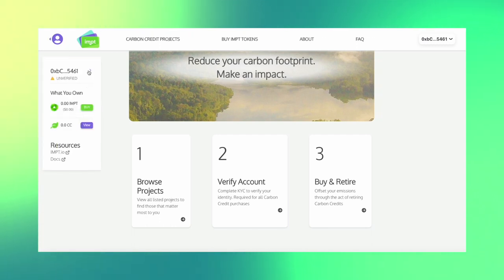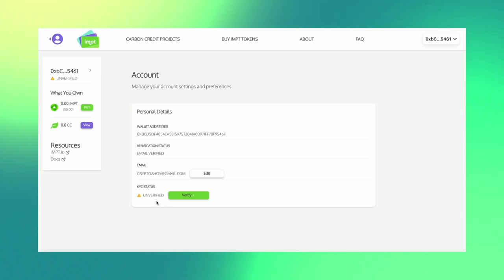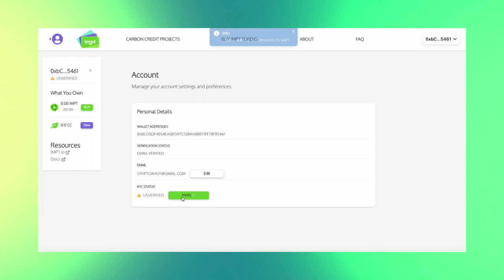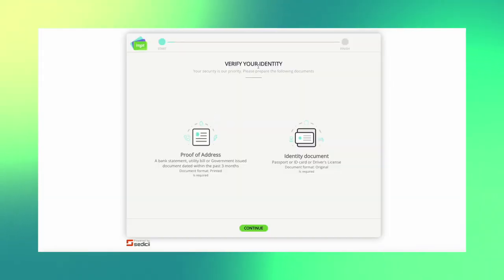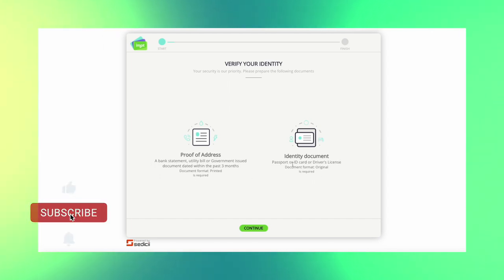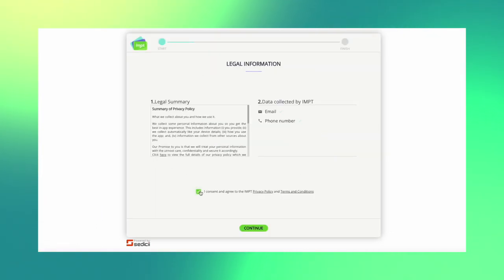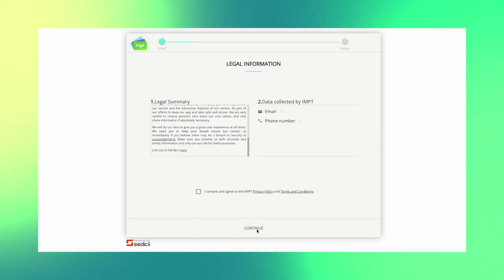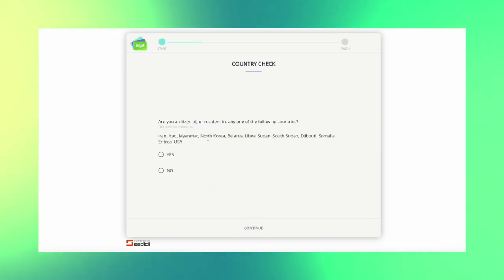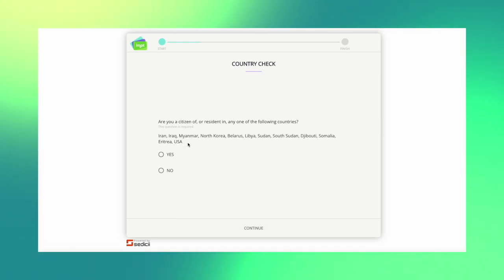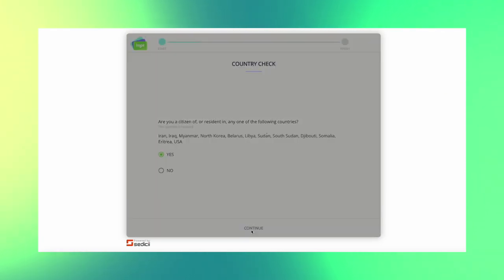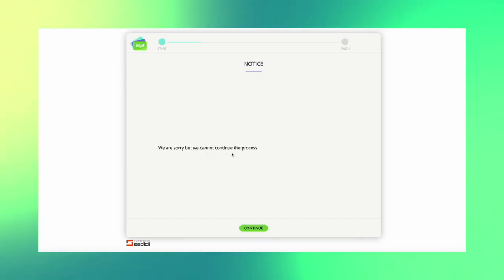Like I said in the beginning of this video, if you're in the United States and other regions, other countries, you won't be able to do so. When we click on verify, it takes us to another page that says verify your identity, which is very common, like on crypto.com and other exchanges where you need to do KYC. It's a very similar process. You need to provide some sort of bank statement, utility or government documents for the past 3 months, and also your ID, passport or driver license, and you click continue. You read the terms, accept, consent, and click next. And here's the question: if you live in any of these countries, including the United States, which is where I'm at, and you click yes and continue, it says we are sorry, but we cannot continue the process.